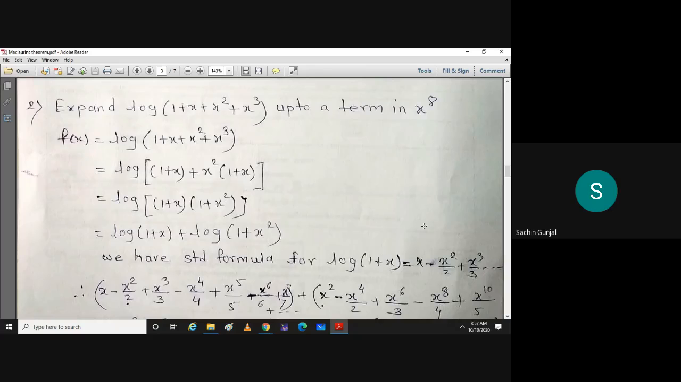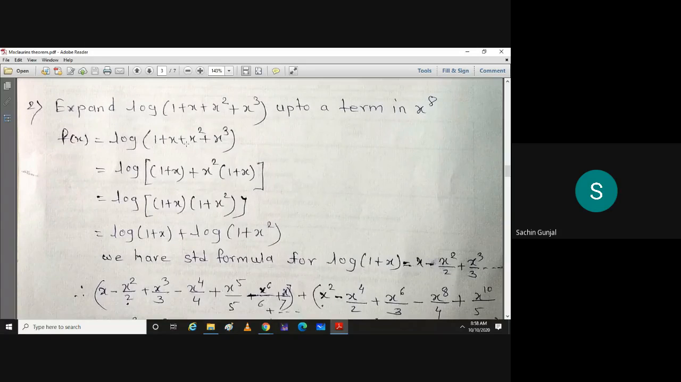So second is expand log of (1 plus x square plus x cube) up to x raised to 8. Okay. So again, there are two choices. Log of 1 plus this whole thing, and that will be treated as y. That is, y equals x square plus x cube. But again, that calculation becomes too lengthy. Okay. So there is a simplification here.